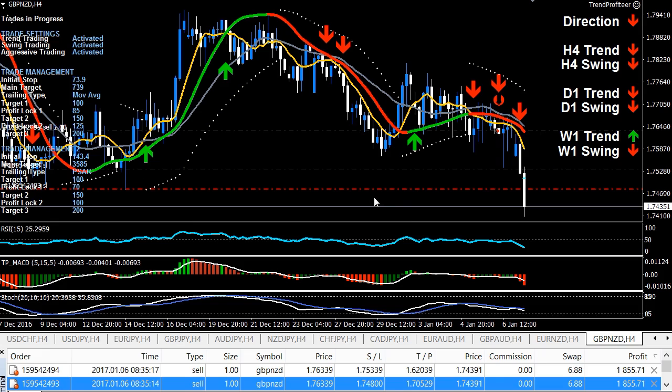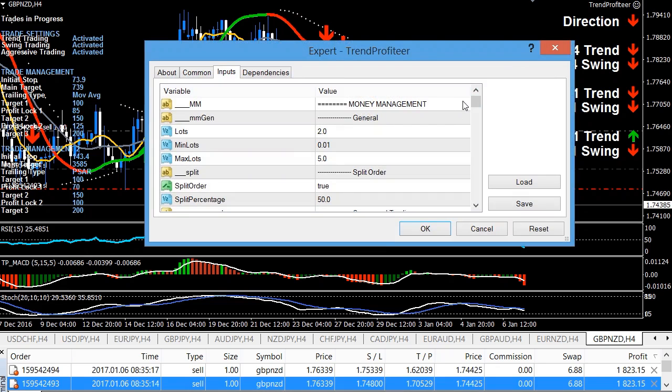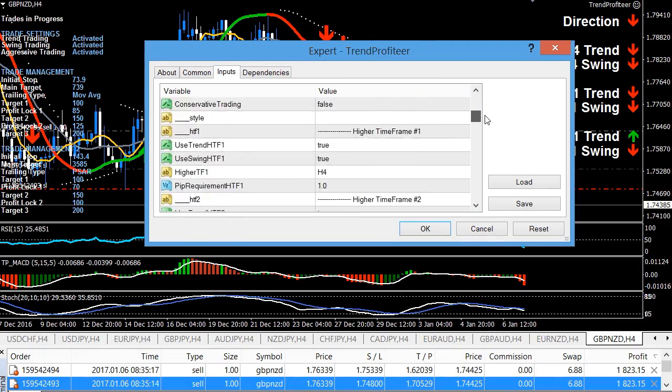We're looking at a downward move. 5 out of the 6 higher time frames are still pointing down. So how low it goes, nobody knows, but it could go a lot lower. So what I'm going to do here, I'm just going to go through the settings.